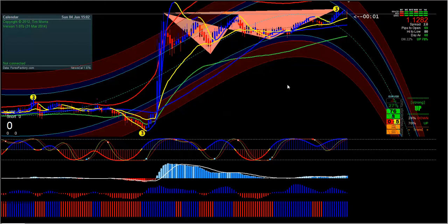Okay. So that's basically the whole system. The other indicator that we utilize is this calendar indicator right here. There is nothing here as of yet.